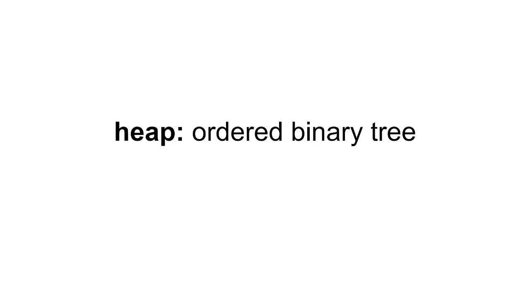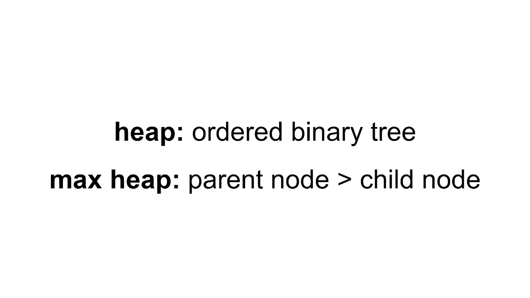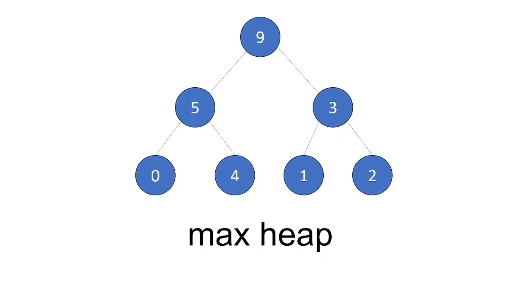Before we discuss the algorithm of heap sort, I will just tell you some terminologies. Heap, it is an ordered binary tree. Max heap is a complete binary tree in which the parent node value is greater than the child node. This is an example of a max heap. The parent node is here, and these are the child nodes.